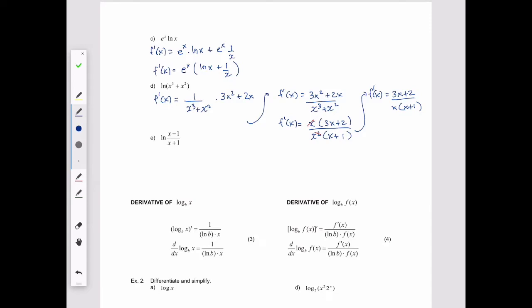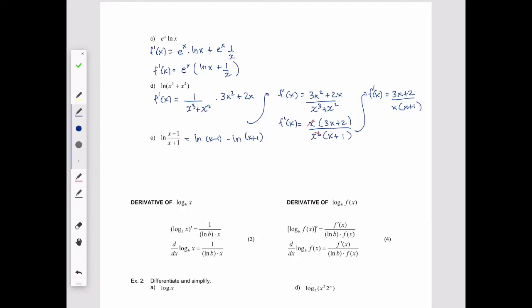For part E, I'm going to write this as something a little different, because this is going to be kind of complicated to work with. I'm going to use the log and ln properties. So I know that this is equivalent to the ln of x minus 1, subtract, because it's a quotient, the ln of x plus 1.